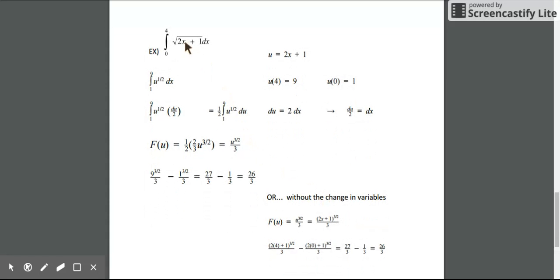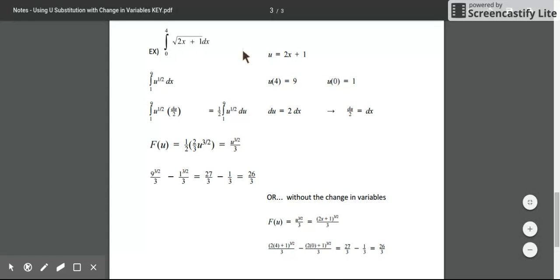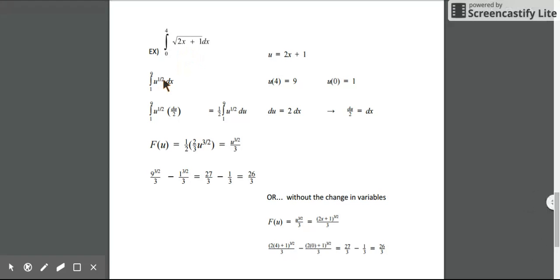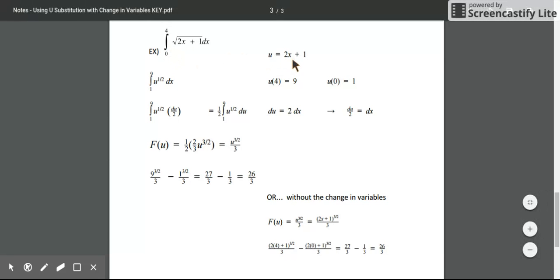Once again, we've got a chain rule. I'm going to use my innermost function to represent u. So instead of (2x plus 1) to the 1/2 power, I now have u to the 1/2 power. I'm then going to re-evaluate my upper and lower limits using my u equation. So if I plug in my upper limit of 4, I get 9. So that's my new upper limit. If I plug in 0, I get 1. That's my new lower limit, all in terms of u now.